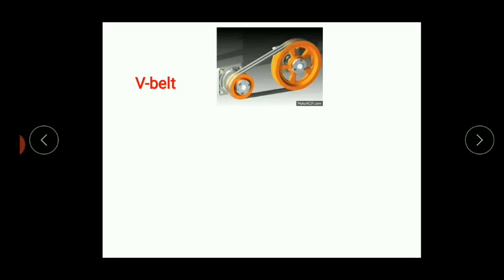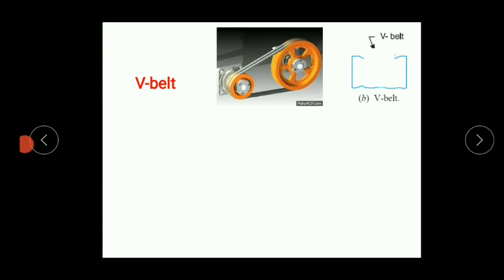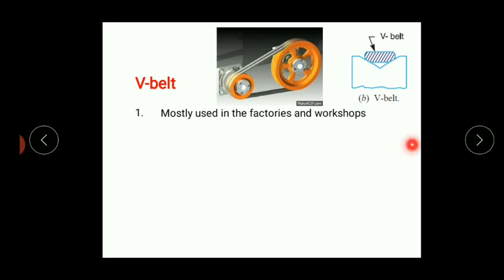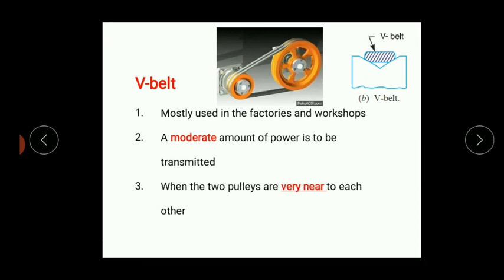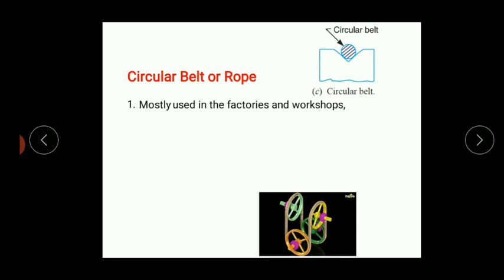Then next is the V belt. V belts are mostly used in factories and workshops, and they are also useful for a moderate amount of power transmission, when the two pulleys are very near to each other. The circular belt or rope drive is again a similar type of drive to the V belt, but there are some advantages of using the circular belt. First, it is used in factories and workshops, and a great amount of power can be transmitted with the help of the rope drive.